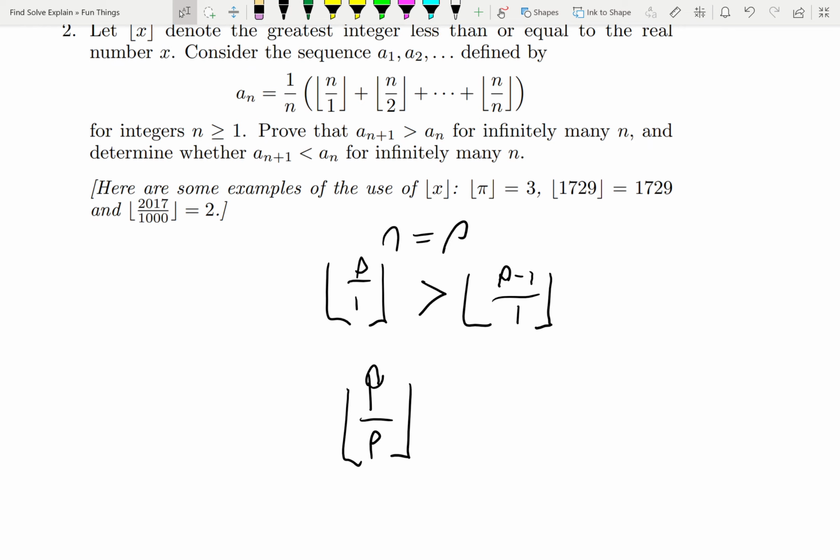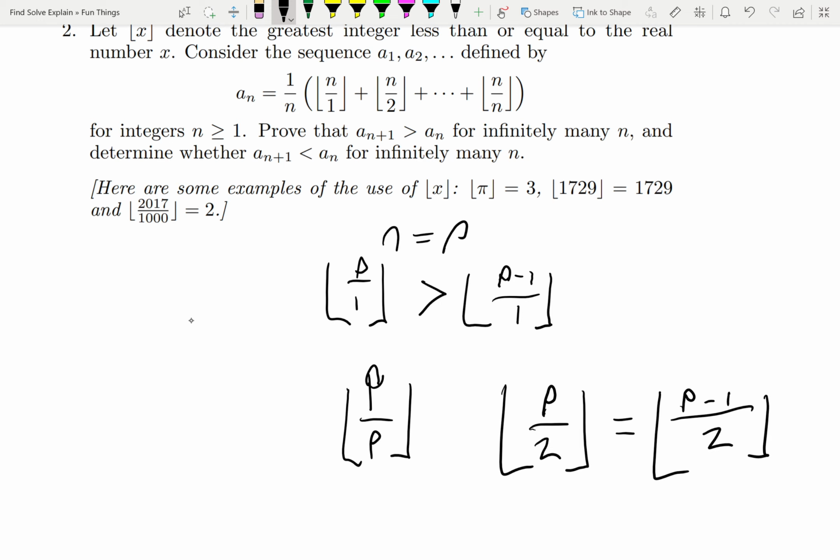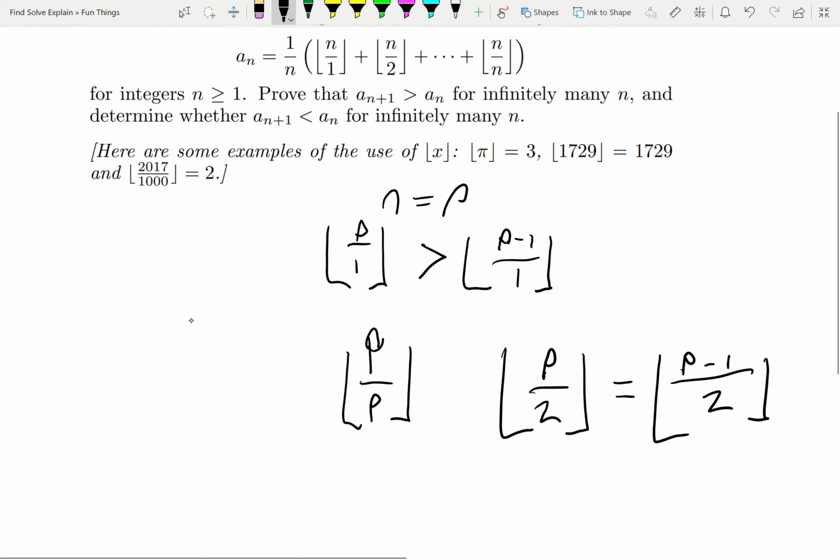For all others, because no divisors change, the floor of p over 2, for example, is equal to the floor of p minus 1 over 2. And this also applies for 3 and 4 and so on, because a prime's only factors are itself and 1.